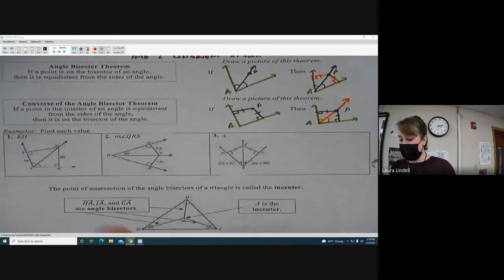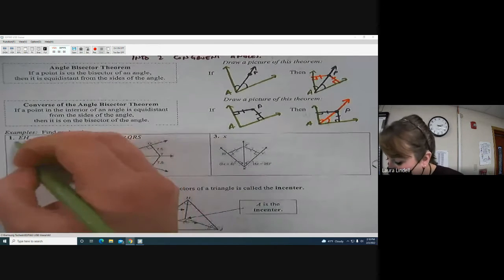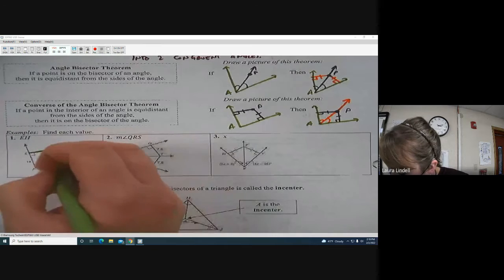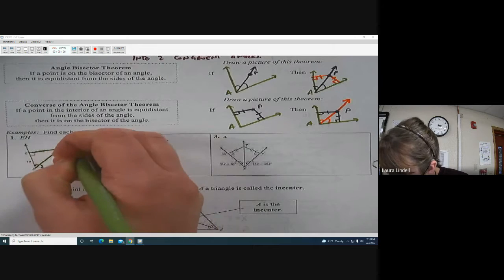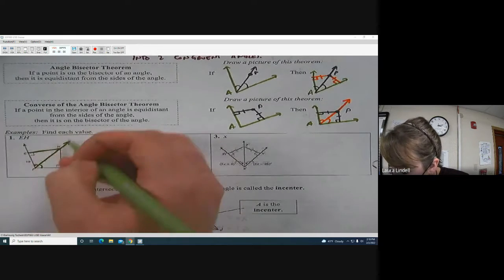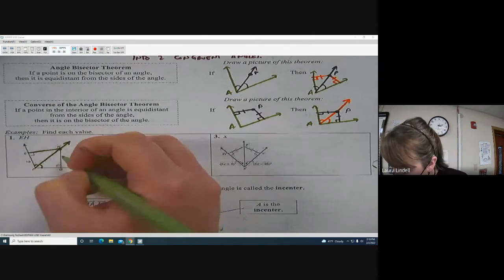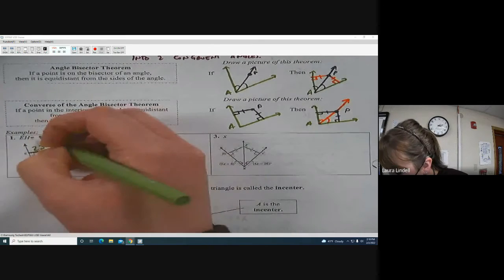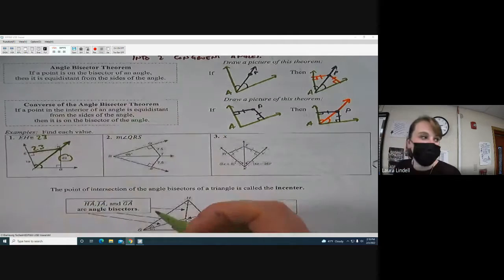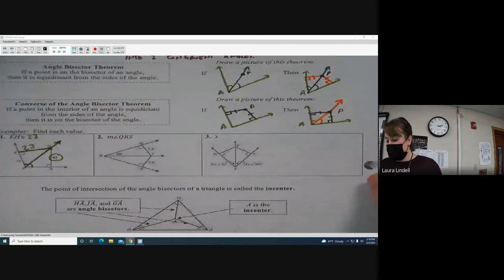Okay. Then we're going to take a look at some examples of what this allows us to do. So looking down at this one, we want to know what is EH. All right, so EH is this one. We might notice in the picture that these markings are here showing us that this is an angle bisector. So if this is an angle bisector, then this point H must be equidistant from both sides of the angle. And so since this is 23, this distance would also be 23. So EH would be 23.